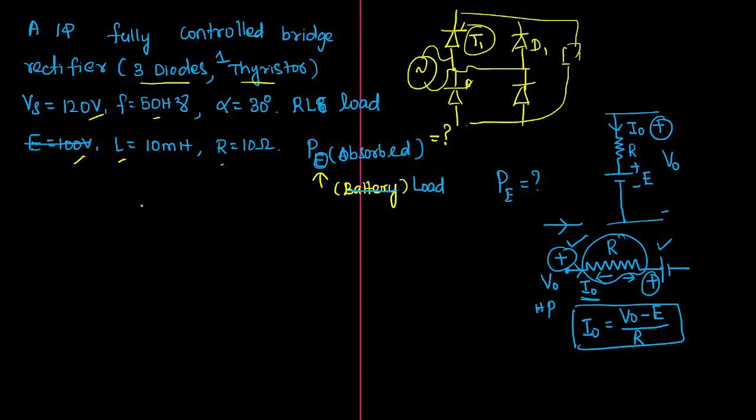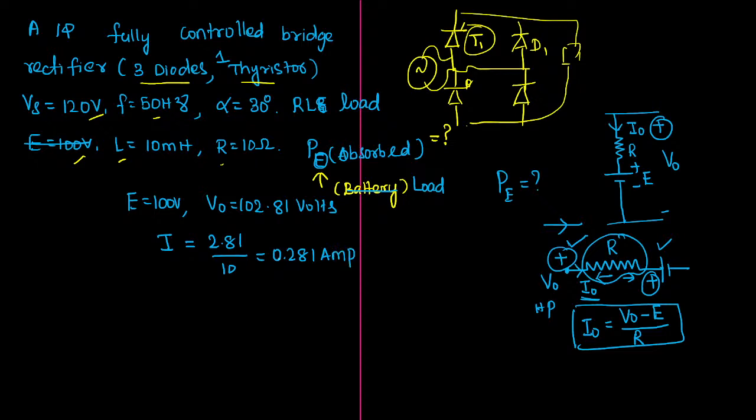Now the value of battery is already given. The value of battery is given as 100 volts. And just now we have explored the value of output voltage. I hope it will be 102.81. I think this is the correct answer from my side. So we know the value of V naught and battery both. So calculate the value of output current: I is equal to 102.81 minus 100, it will be 2.81 upon resistor value is 10. So it will be 0.281 ampere.